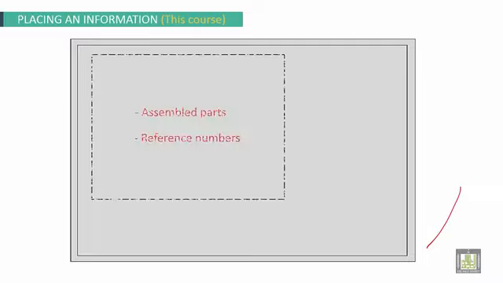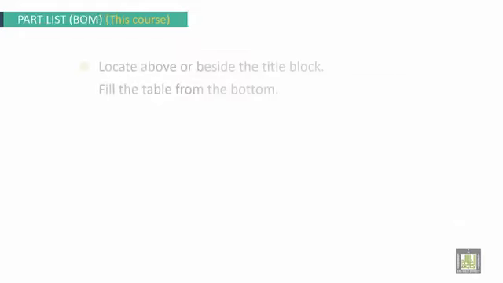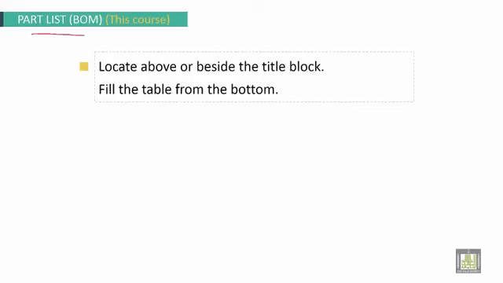Placing of information used in this course. Here we have assembled part and reference numbers. General note down. Here we have the title block, the part list. Part list, bill of materials used in this course. Locate above or beside the title block. Fill the table from the bottom.